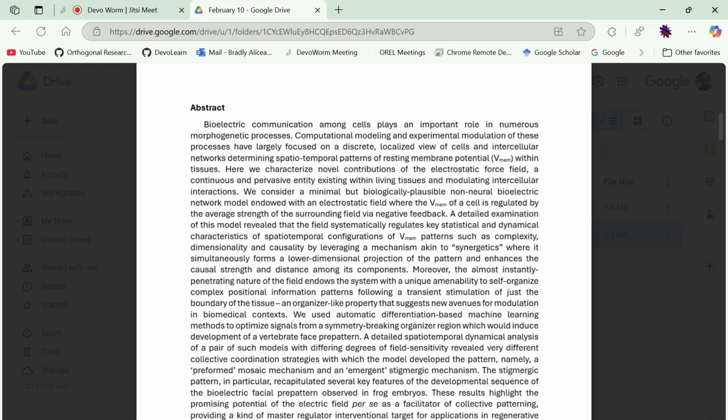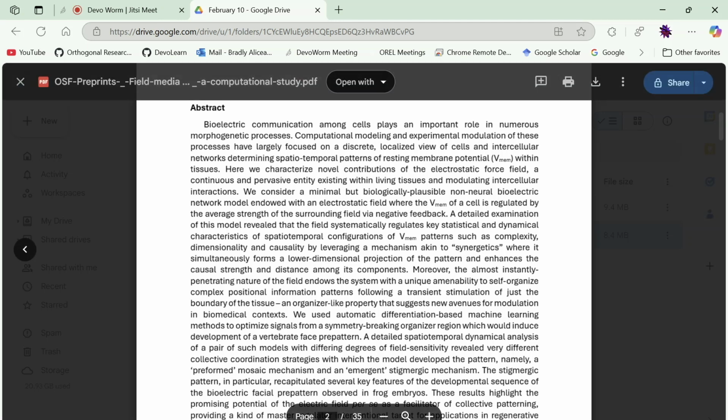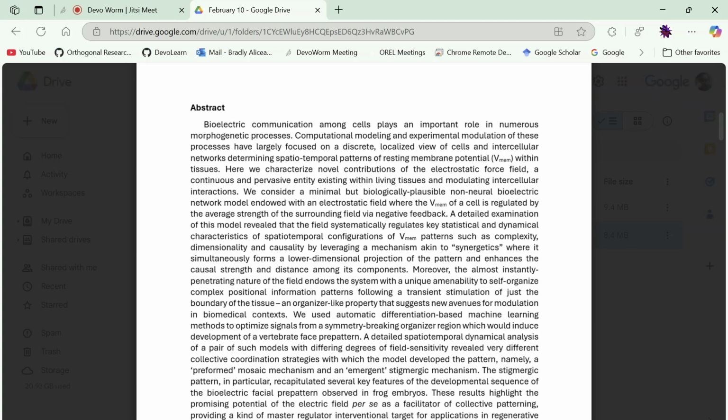Moreover, the almost instantly penetrating nature of the field endows the system with a unique amenability to self-organize complex positional information patterns following a transient stimulation of just the boundary of the tissue.